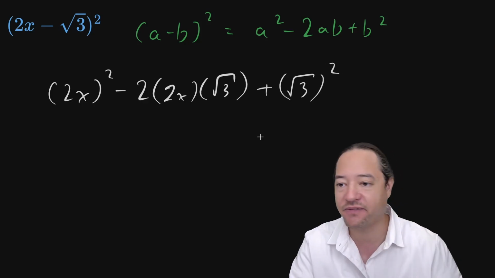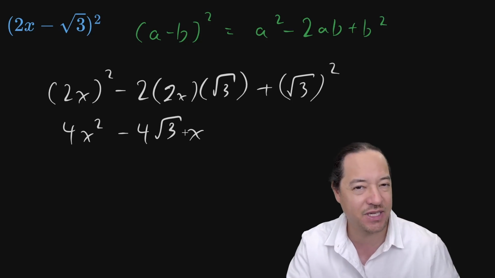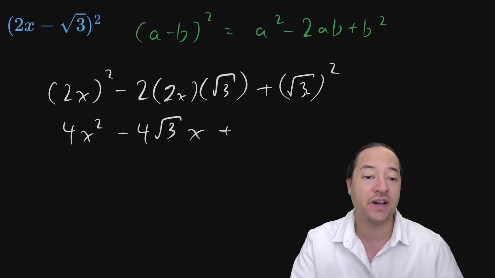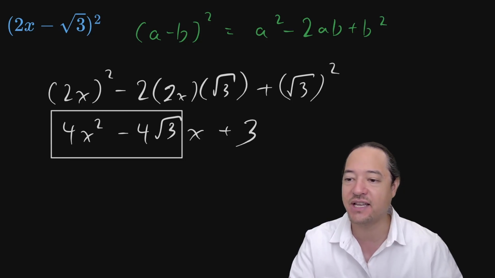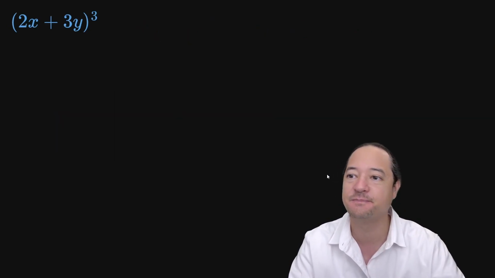Okay, so let's simplify this now. This is going to give us 4x squared. And then here we'll just get a minus 4 rad 3 times x. Can't really simplify that any further. And finally, the square root of 3 squared, well, that's just 3, isn't it? Okay, so here we are. Final answer. Let's look at the next one.